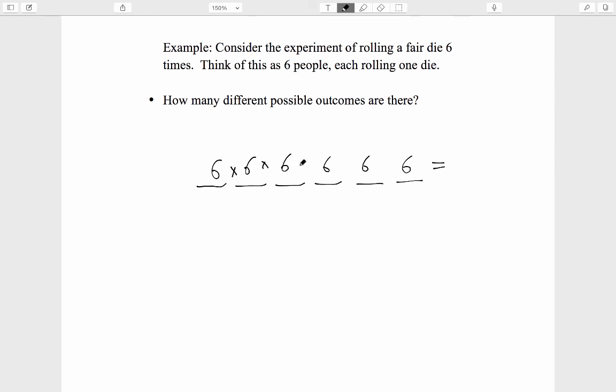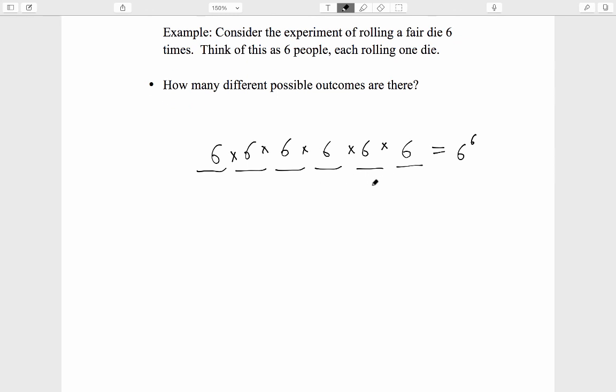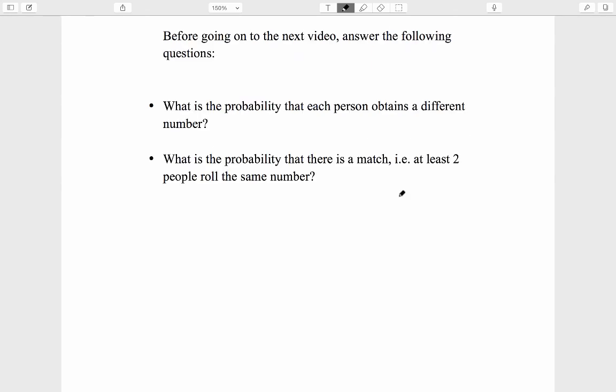Again, this is a job for the multiplication principle. There are 6 to the 6th different ways that this experiment can turn out. That turns out to equal 46,656. When we work with the multiplication principle, we very quickly run into large numbers, larger than our intuition might suggest. We continue thinking about the same experiment where 6 people are each rolling 1 fair 6-sided die.